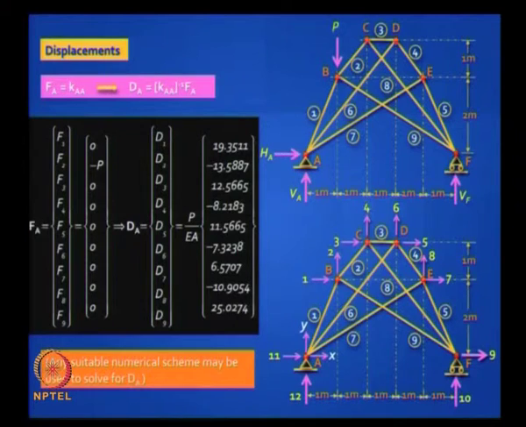But I think it is good enough to just do the matrix multiplication. So once you have done this, you have got the joint displacements. What do you do next? You got the unknown displacements.